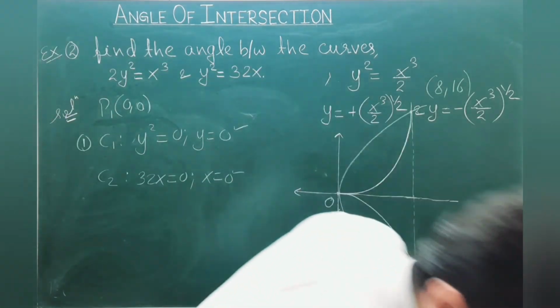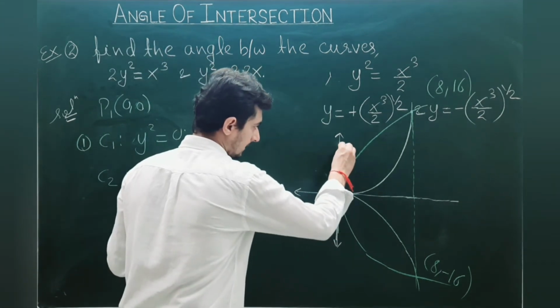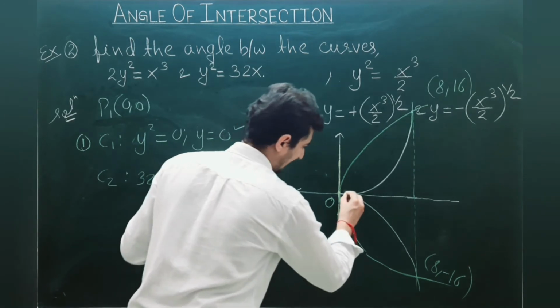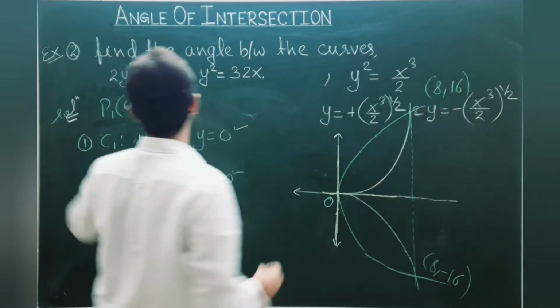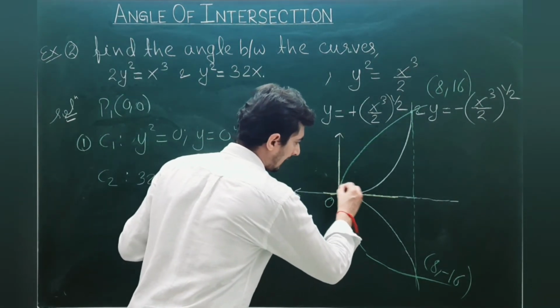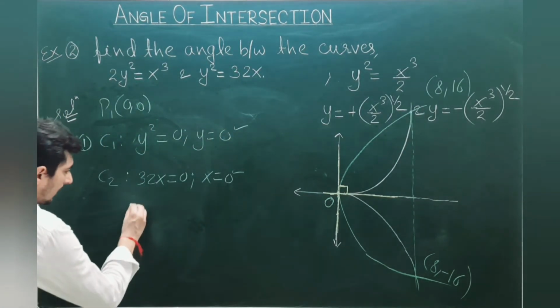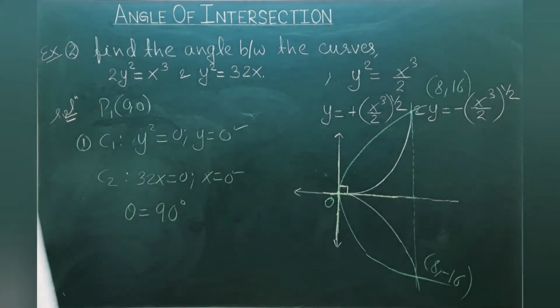You can clearly see that also. This y-axis is the line which is touching this parabola, y square equals 32x, and this is the line which is touching the second curve, 2y square equals x cube. So here you can see that the angle of intersection is 90 degrees. So the first angle that I am obtaining is theta equals 90 degrees. Now we have to calculate the other angle.